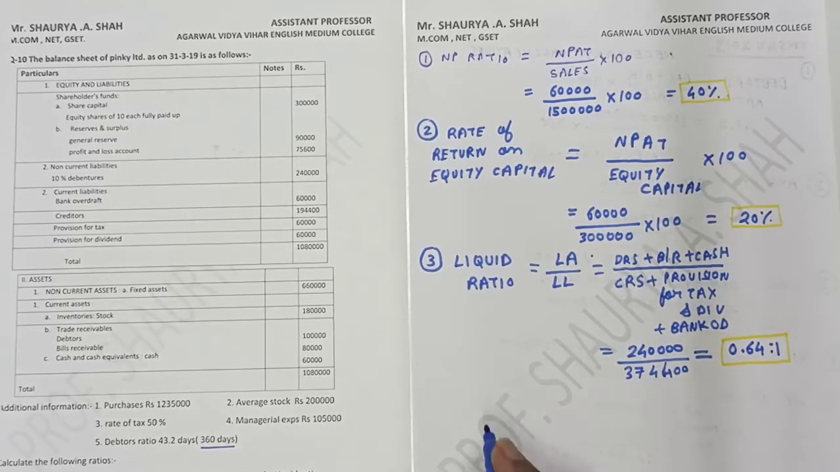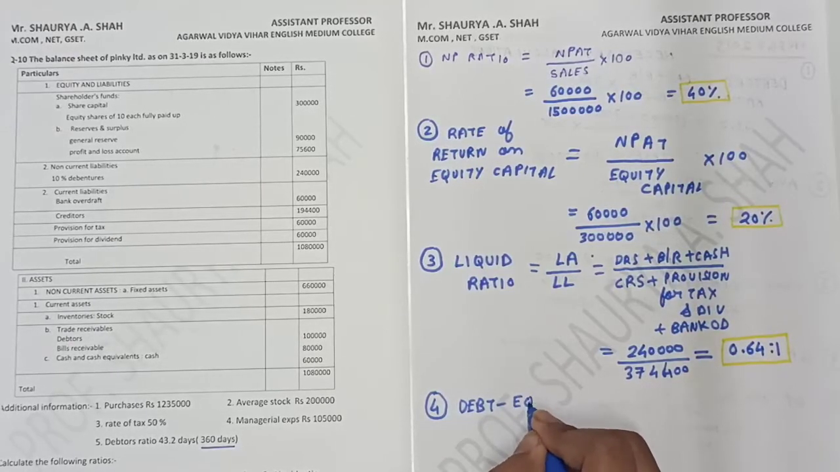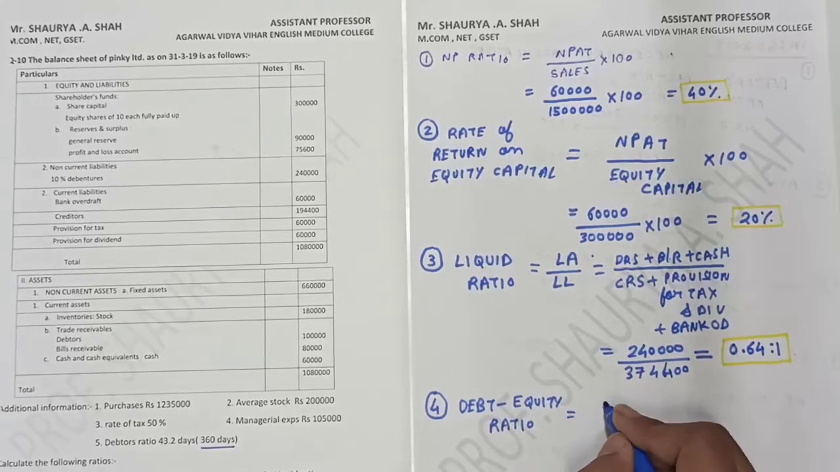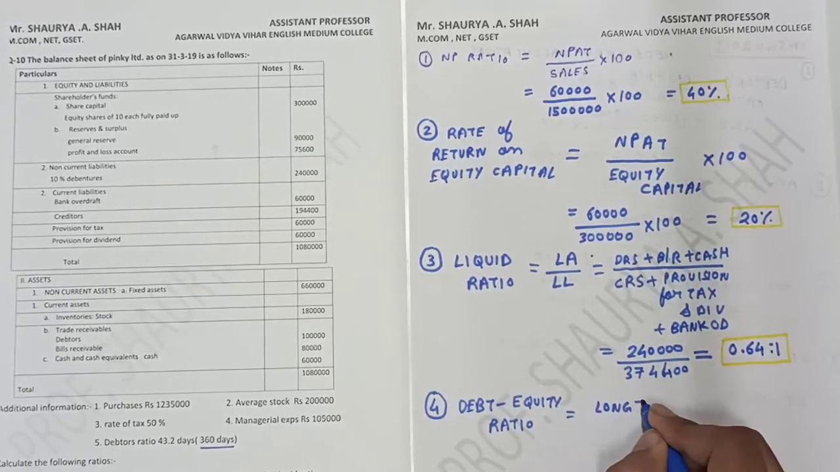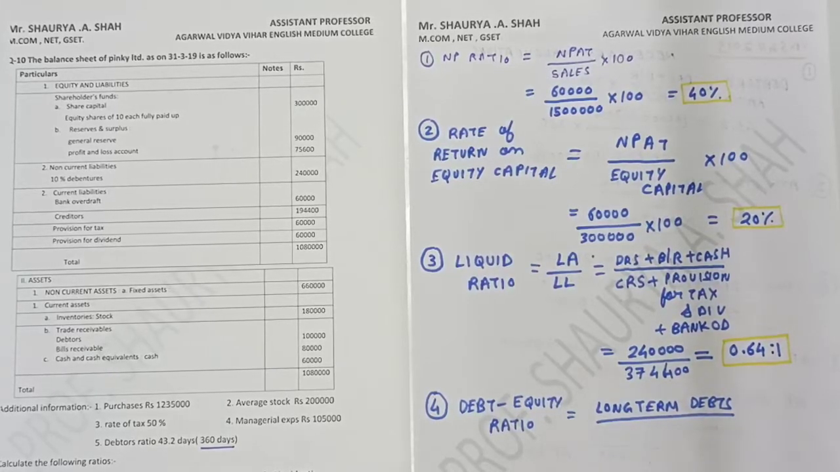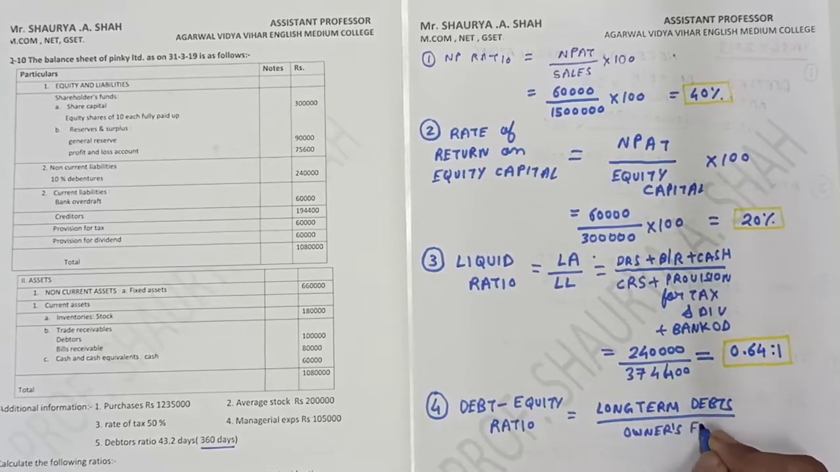We'll be starting with the fourth part. What is the fourth thing? It is your debt equity ratio. Debt equity ratio, students, what is the formula? I hope everyone remembers. Debt equity ratio is your long-term debts upon owner's fund, long-term debts upon owner's fund into 100.